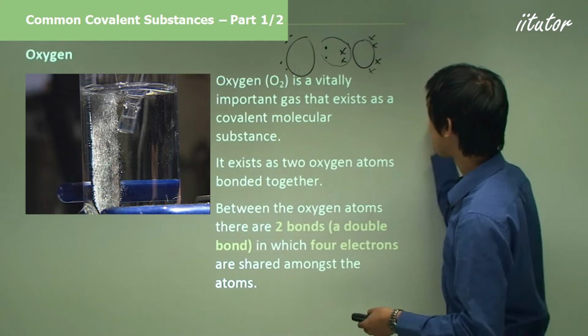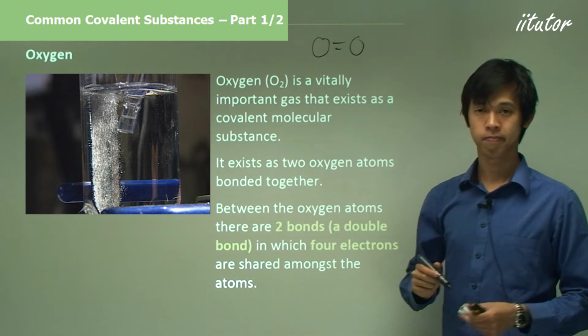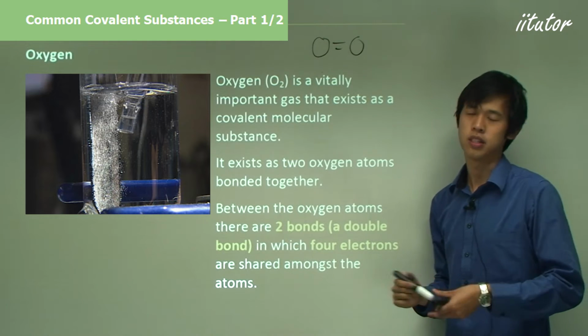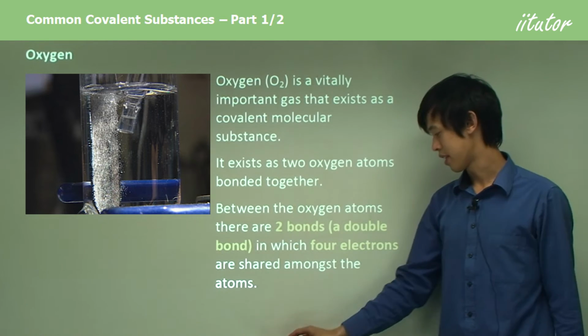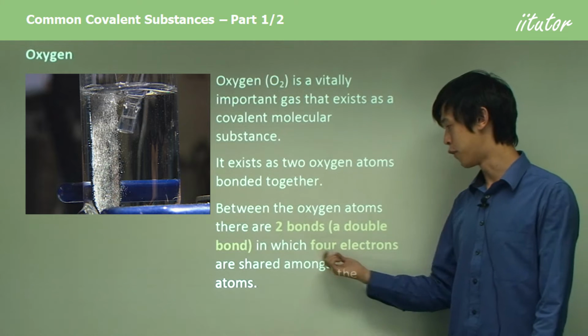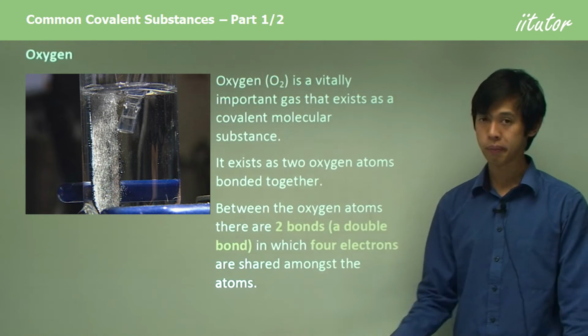And how we represent that in a more compact way is we write it like this, with 2 lines rather than all these dots. We call that a double bond because there are 2 bonds. A double bond means that there are 4 electrons being shared between the atoms. Okay? So just be aware of that.